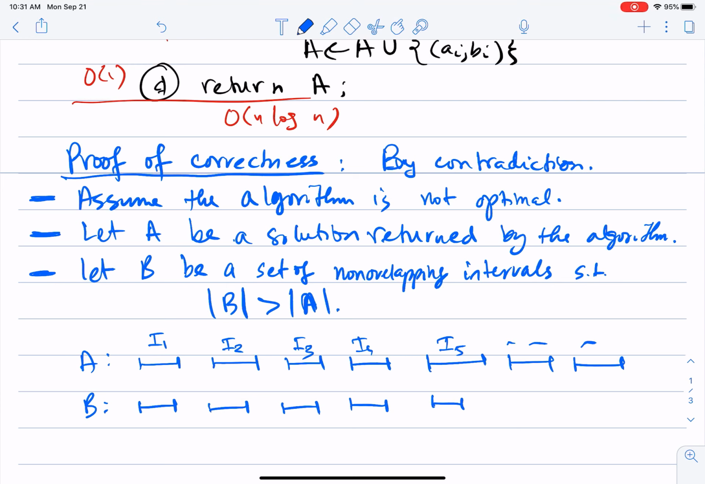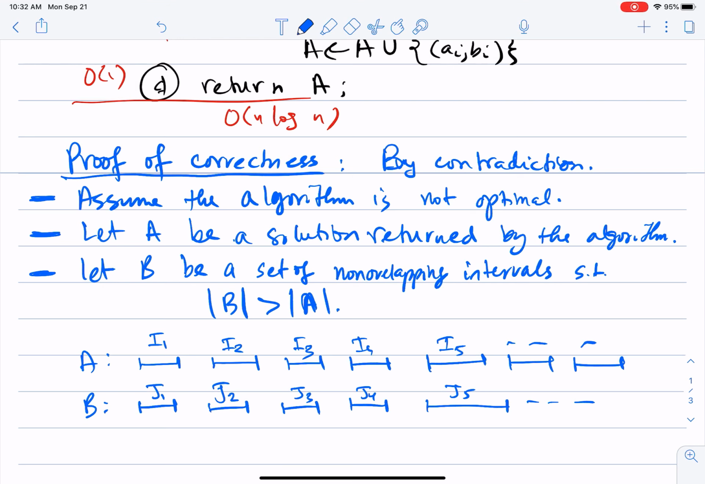Something like that. Okay, let me actually illustrate something here. The algorithm built the set of intervals as I1, I2, I3, I4, and so on. Let's call the other intervals J1, J2, J3, J4, J5, and so on. Now we do the following. Let's look at I1 versus J1, I2 versus J2, and let us get to the first interval on which A and B disagree.